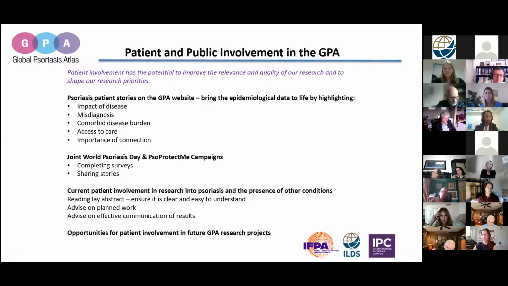So we've had patients involved in reading the lay abstract for the research, ensuring that it's easy to understand and clear, advising on the planned work, and then also we've invited those patients to assist us with advising on effective communication of the results of the research as well. So I think that's a really important thing to end with. There are opportunities for patient involvement in future GPA projects, and again, we'd love to hear from you.